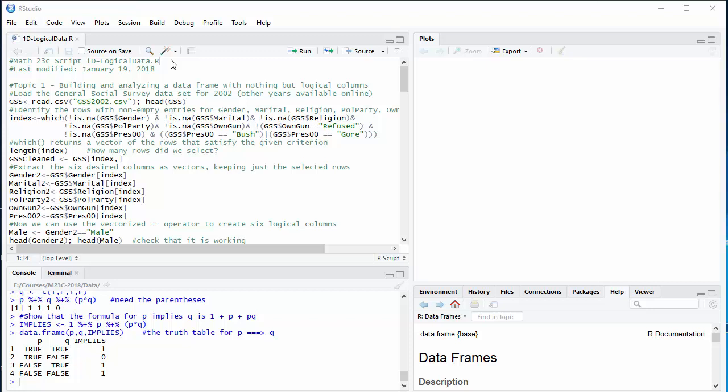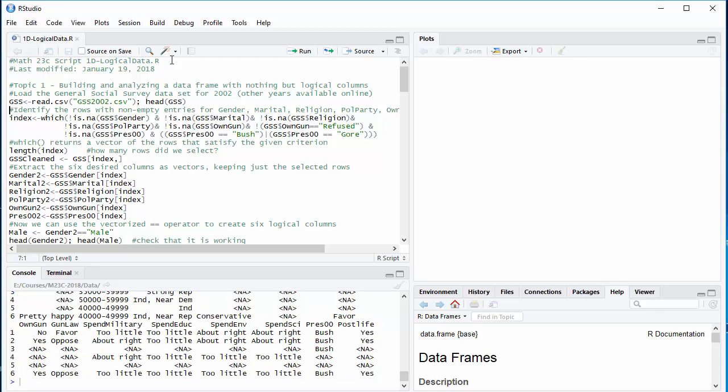Every week the D script, D for data, will show how R can be used to analyze real-world data sets. Since the subject of the week mathematically is logic, what we're going to do is build and use a data frame that has a lot of logical columns. The hard part of this comes at the beginning.